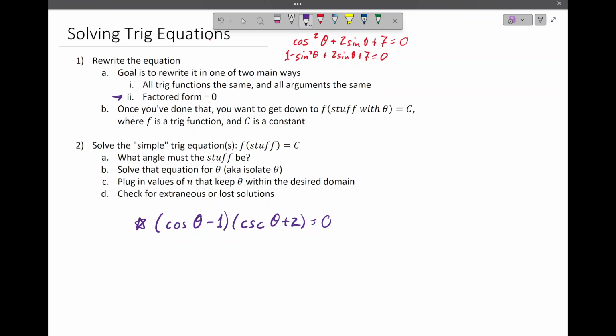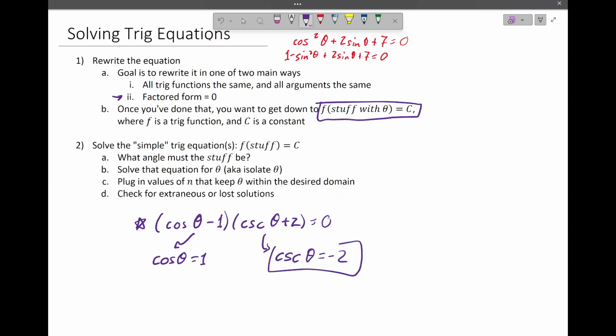Because once I've done this, I can use my zero product property and just say, oh, okay, cosine of theta has to be equal to positive 1, cosecant of theta is equal to -2. And again, these are now relatively simple equations that I could solve individually. Okay, remember that at the end of the day, no matter how you rewrite it, your goal is to get it into some form of this, which is what these are.